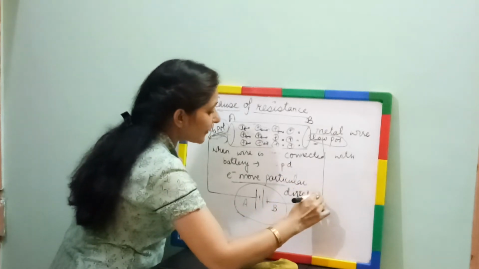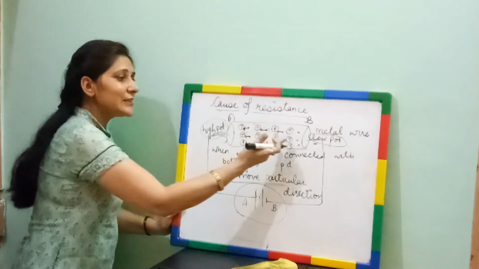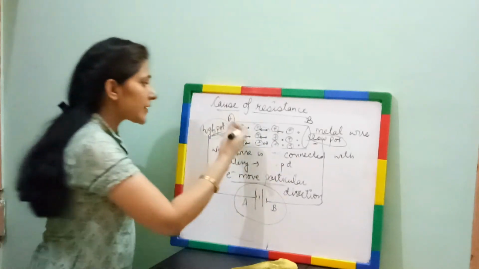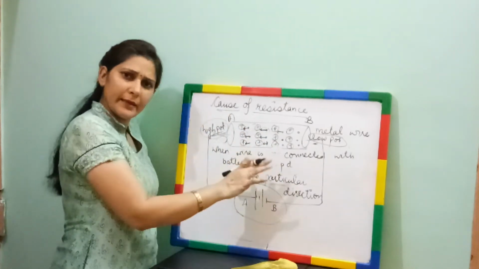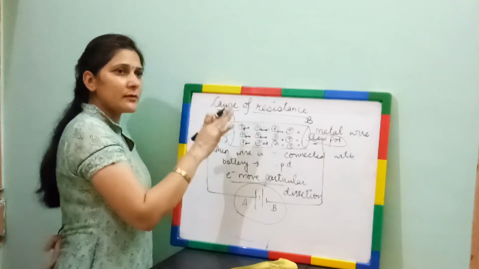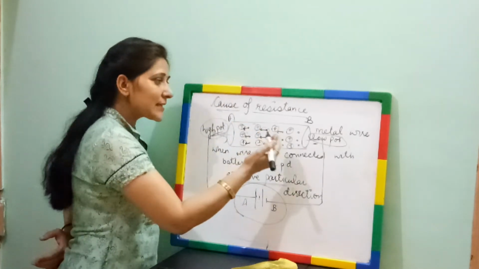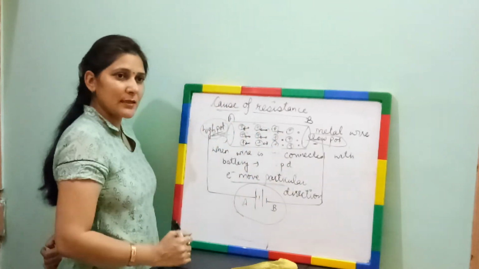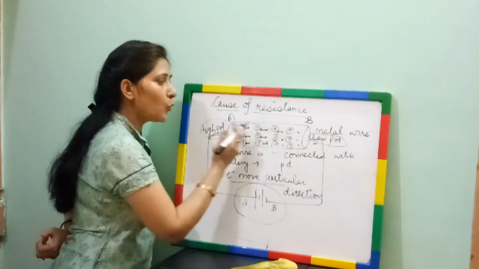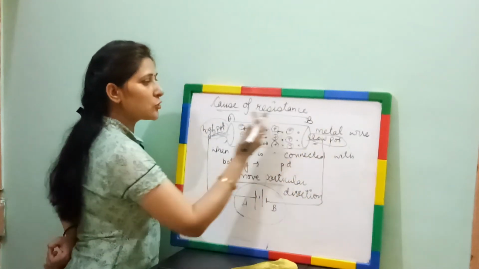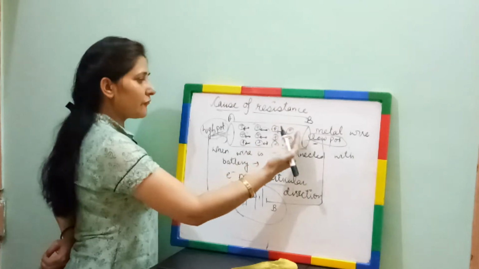Now what happens when they are moving with decreased speed? After striking with the electrons, though they are regaining the energy, their speed decreases. When they are moving with this decreased speed, we say they are drifting towards another point, means from B to A. In this situation, they are drifted from B to A.